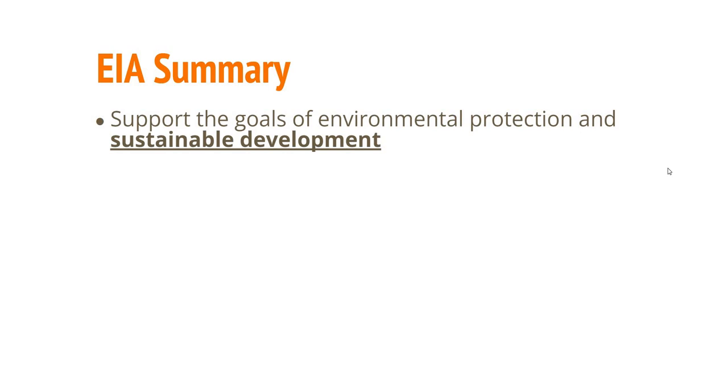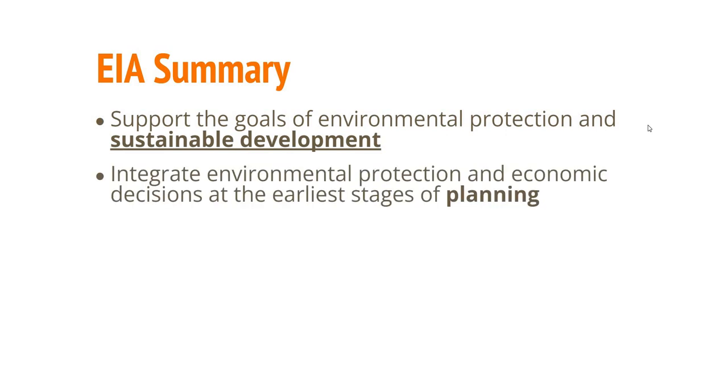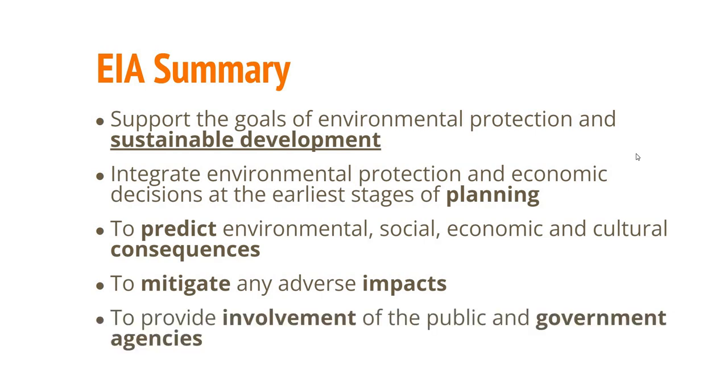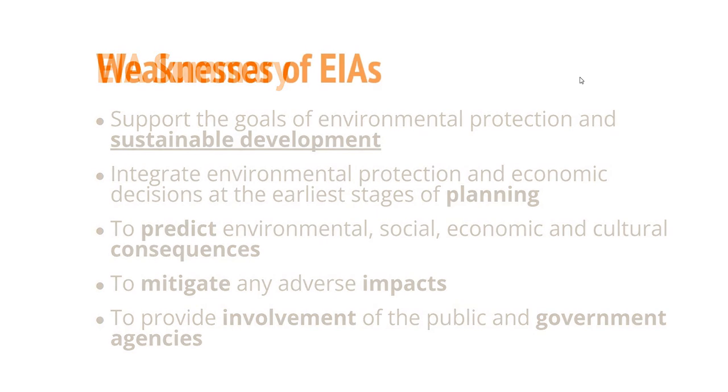So let's summarize what an EIA is. In other words, it's a way to support sustainability, to have environmental protection and to have loops which can go on and be sustainable. It integrates protection and economics into its planning. It predicts what's going to happen, and it tries to mitigate any adverse impacts. In order to do this, it has to work with public and government agencies. You're part of a system, and we want to know what you're up to.